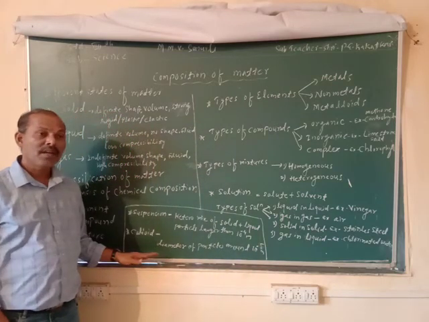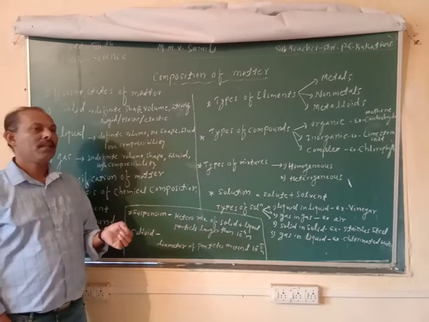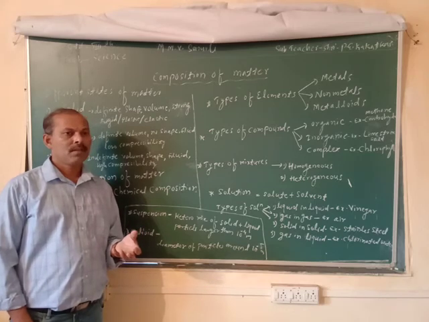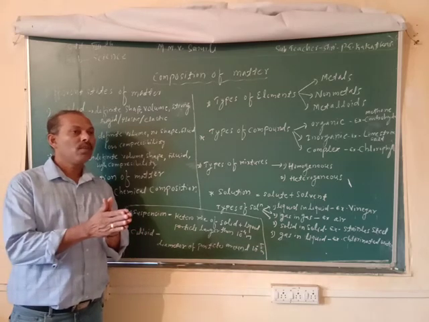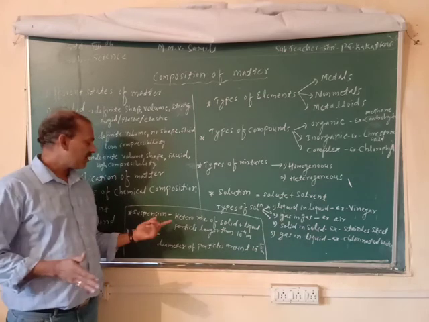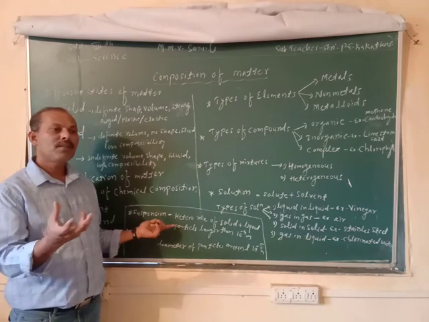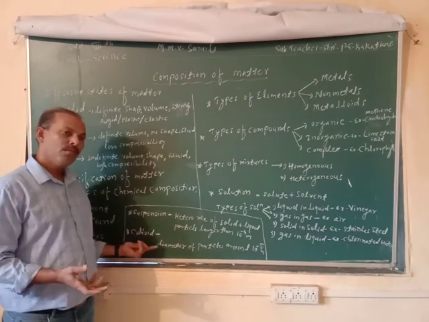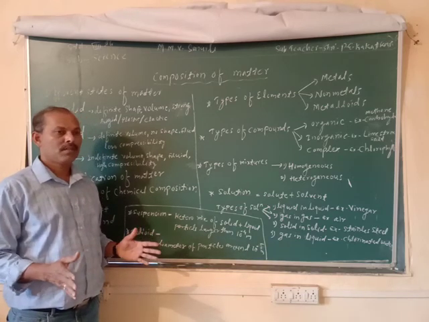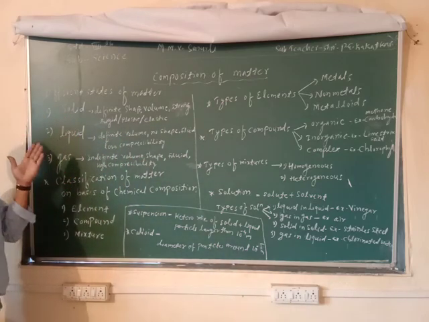An example of a colloid is milk. Milk has small microparticles of fat and other things, proteins, but those particles can't be separated from each other. But in a suspension, we can separate those particles by simple filtration. But in a colloid, we can't separate the two components by filtration. So that is all about the composition of matter.